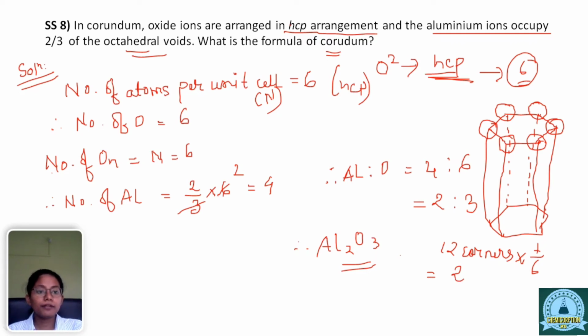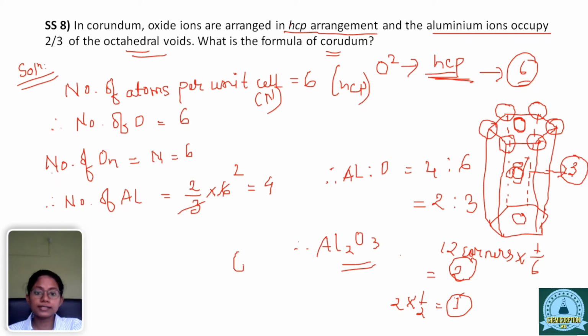Then again we have face centers. At the two faces we have two face-centered atoms. So for face-centered atoms, two atoms contribute half each, which is equal to 1. And then here in the body center, they have three atoms which are not shared with anyone. So from this, the contribution would be 3, and total 2 from corner, 1 from face center, and 3 from the body center. We will have total 6.